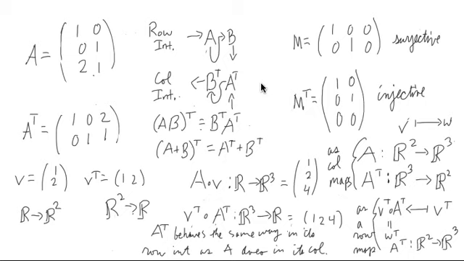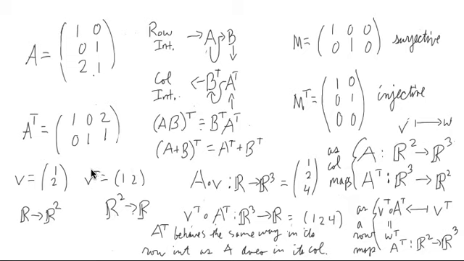So what do transposes do? Notice that transposes actually switch a domain and codomain. They also switch properties such as surjectivity to injectivity, or injectivity back to surjectivity. That's one thing that they do.